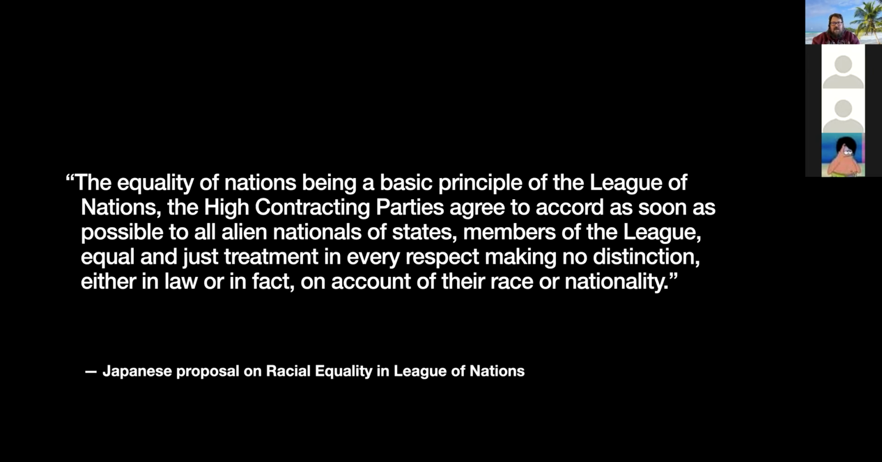So the thing was that most of the countries that attended this conference thought this was a great idea, except for a handful, including the United States, Britain, Australia, South Africa. The leader of the committee that was making this decision was Woodrow Wilson. And Wilson used his power as chair to declare that in order for this to pass, any vote had to be unanimous.